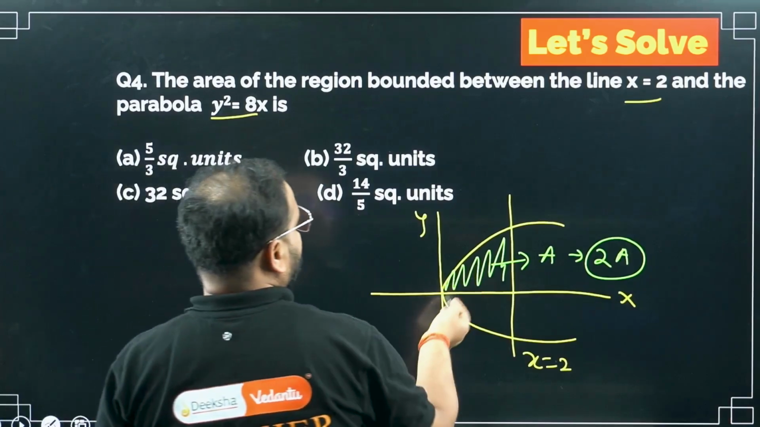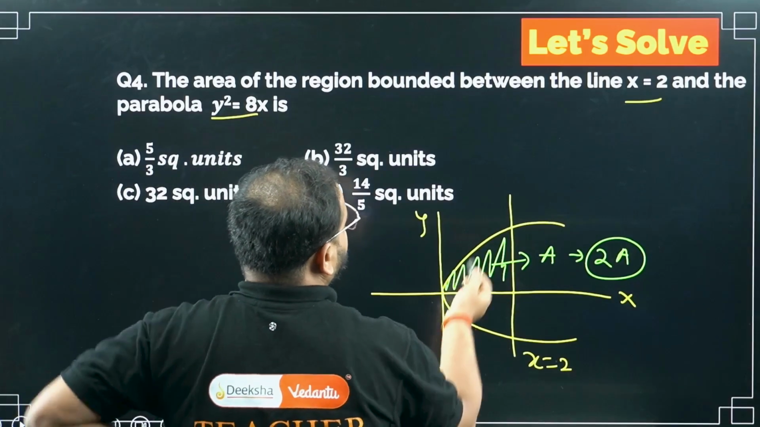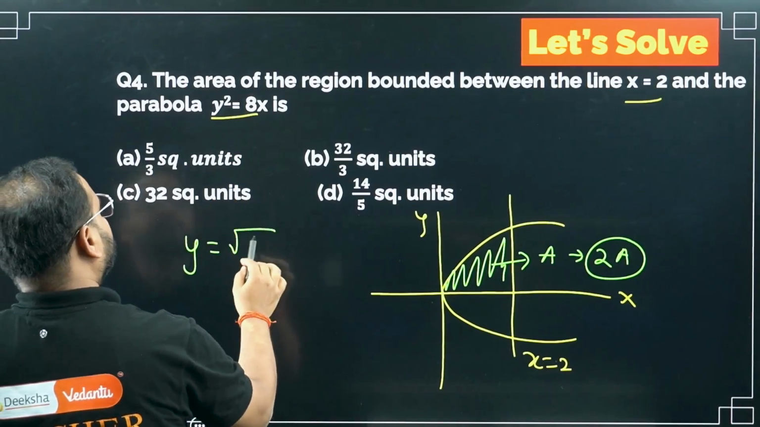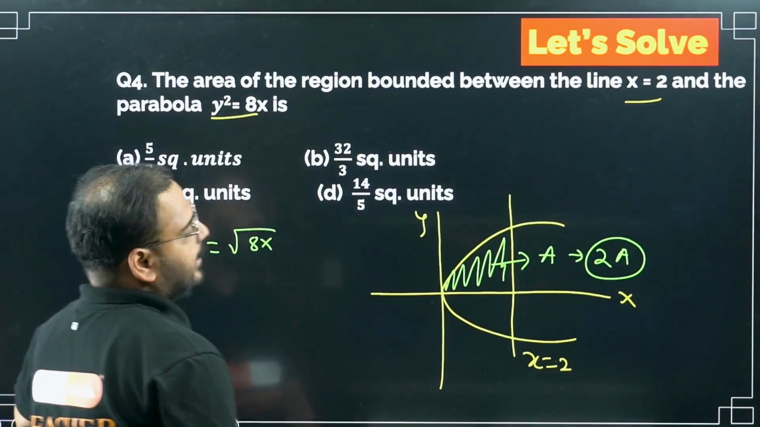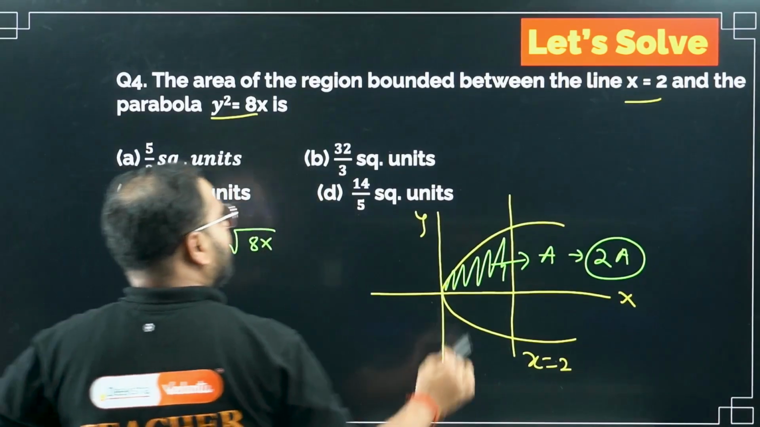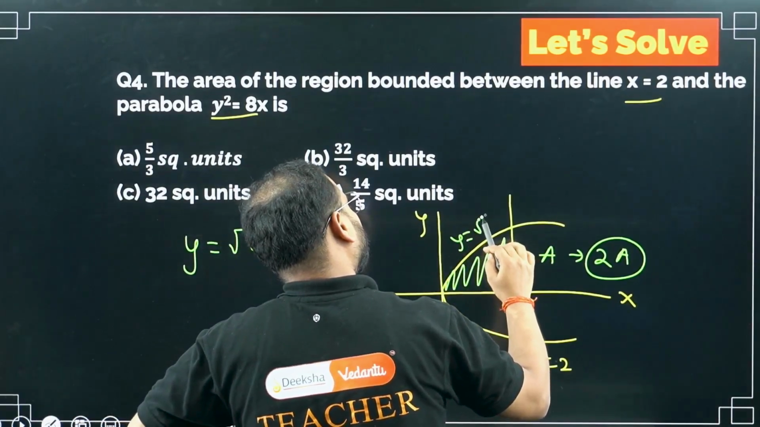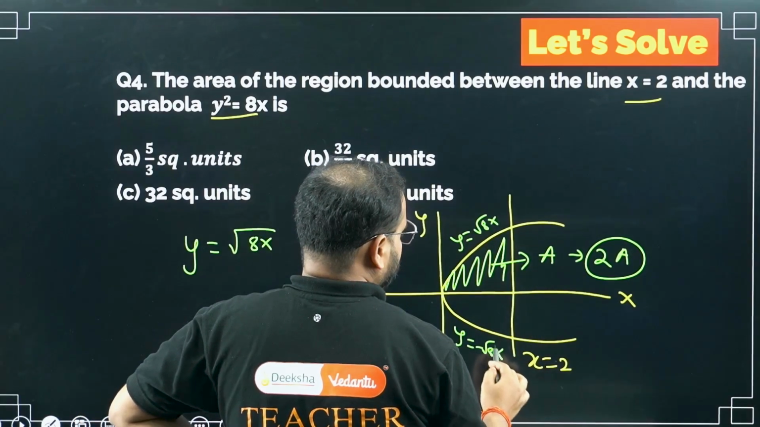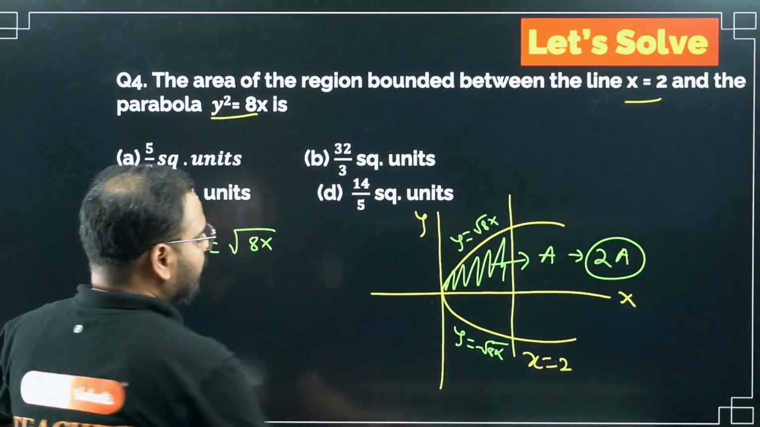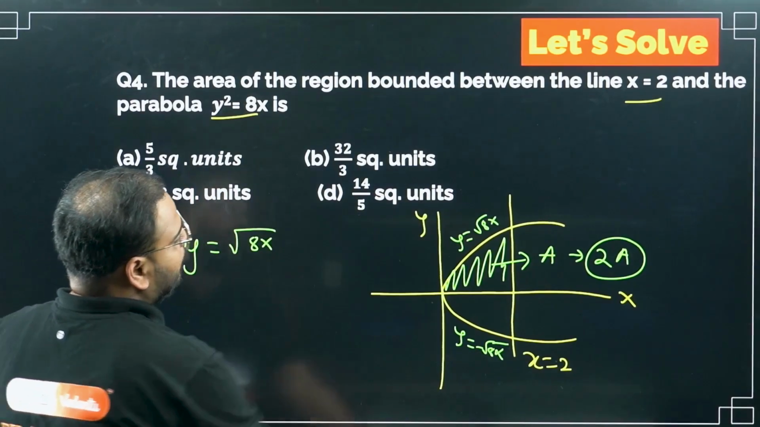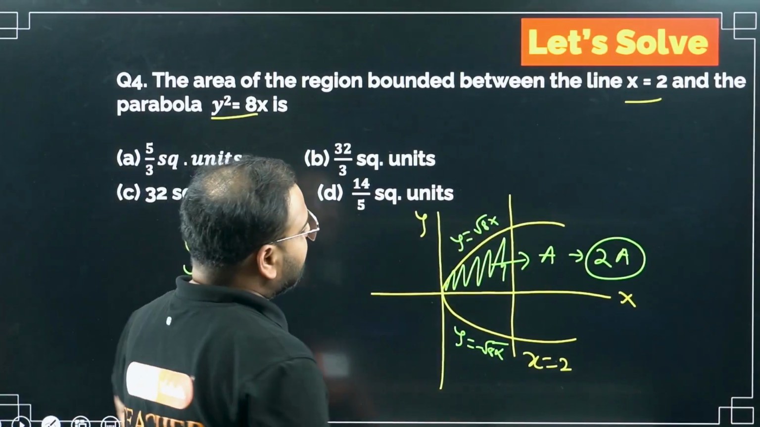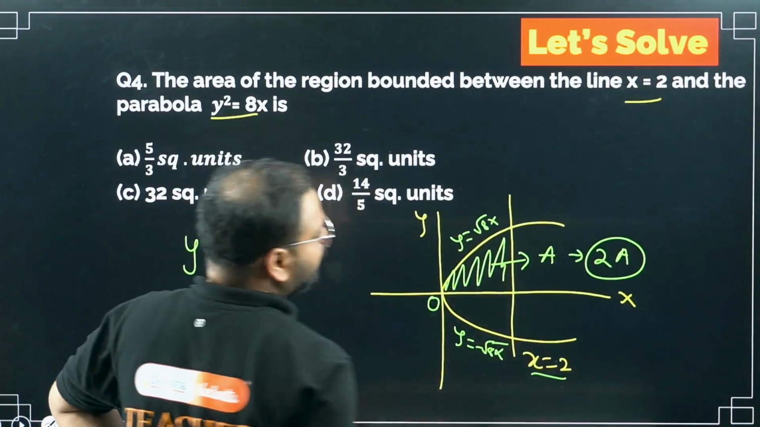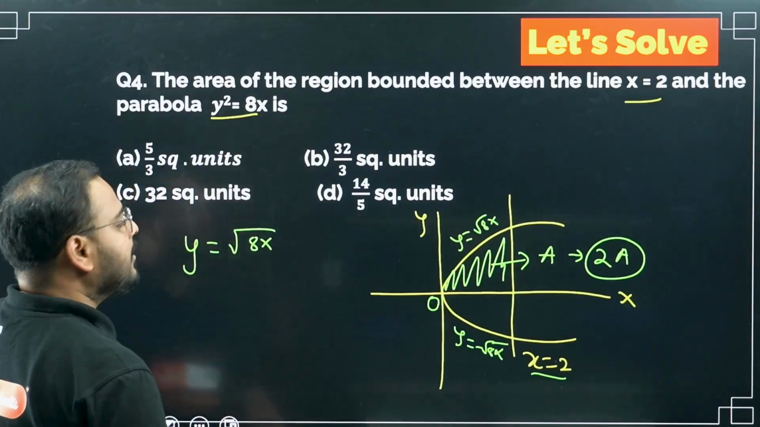Now how are you going to write the area for this part? What's the curve over here? So you have to take the y value as root of 8x, yes or no? This is y equals root 8x. And this curve is y equals minus root 8x. We don't need to do this for this part. Only the positive we're going to do, and take the limit from where to where? 0 to 2, and then whatever the result I get, multiply with 2.